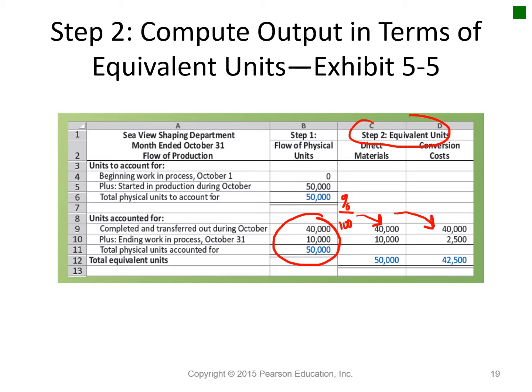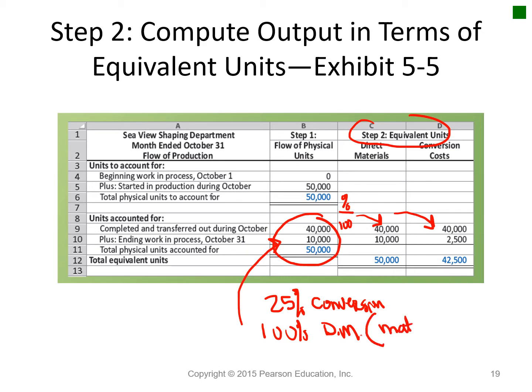When I go to ending work in process of this 10,000, what they should have told you is that of those 10,000, 25% is complete with respect to conversion, but 100% is complete with respect to your direct materials. They should have given that to you. They didn't tell you, but I'm telling you that's what it is. So in the problems, they'll tell you that materials are, quote, added at the beginning of production. So anytime it tells you that, it's implied that materials are said to be 100% complete.